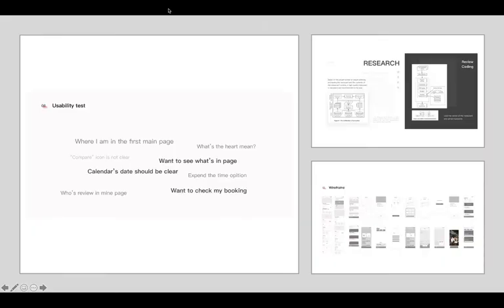I also did some research and read many articles, because I want to have more understanding of this area. So finally I learned something about recommendation, and also the wireframe. This is a wireframe, and I also did the usability test.